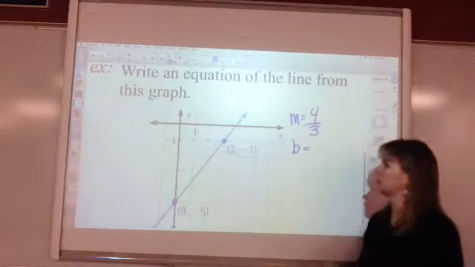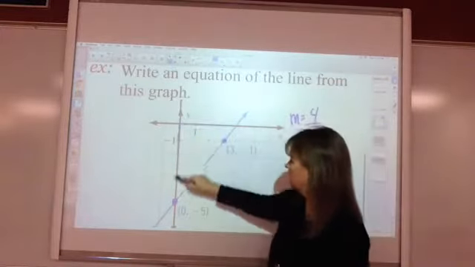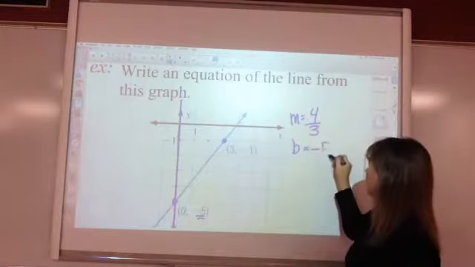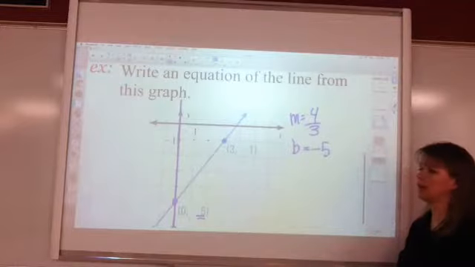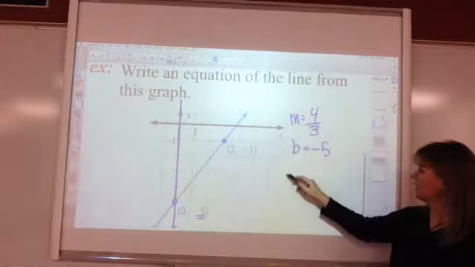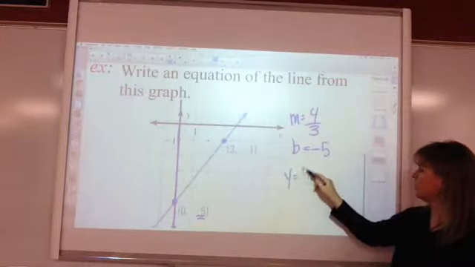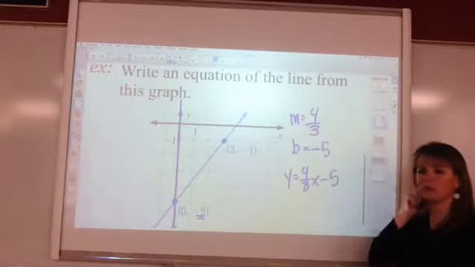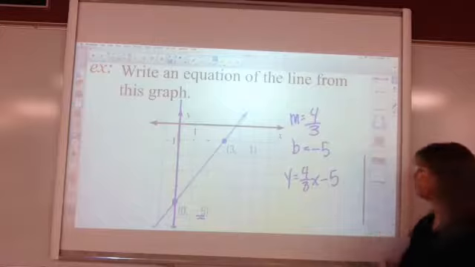The base, again, is your y-intercept. Here's y. There's your base, which is down 5, -5. Y equals 4/3 x minus 5. Final answer.